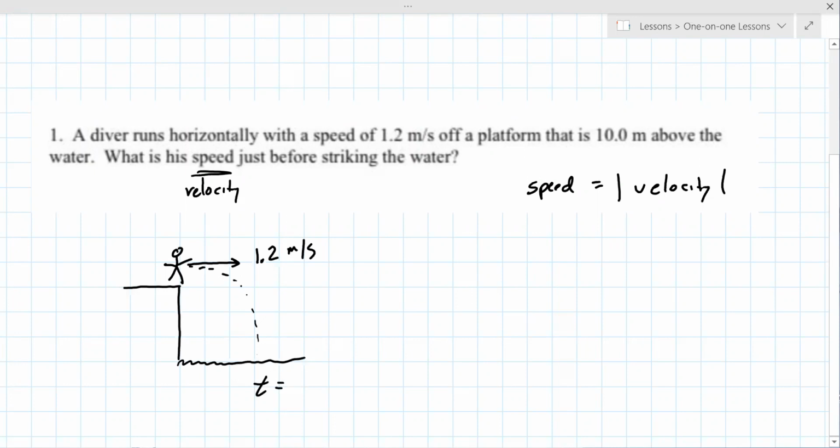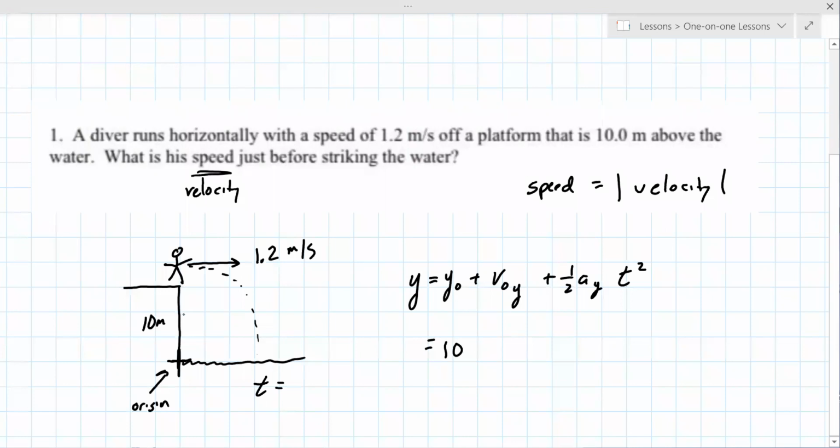Which equation do we use for time? The vertical. Yep, y equals y naught plus the initial velocity with respect to y plus 1/2 the acceleration in the y direction t squared. Now, this is a different problem. You tend to want to choose your origin to be right where I've drawn these crosshairs. This is your origin, which means that the initial height, y0, is 10 this time, because he's starting 10 meters up.